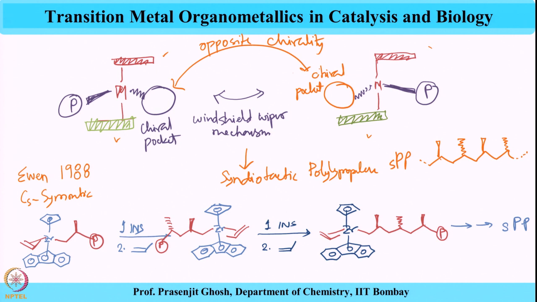So, what is important over here is that the CS symmetry results in two different kinds of chiral pockets of opposite chirality. As a result, the polypropylene produced has the signature of alternating methyl groups placed around each other, and that arises because of selective differentiation of the two faces of the propylene being inserted, resulting in syndiotactic polypropylene.